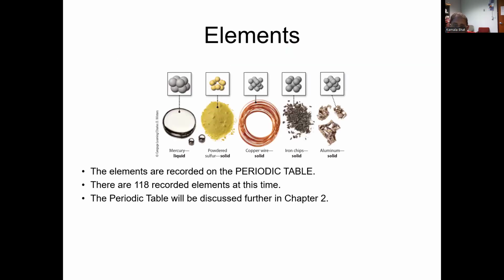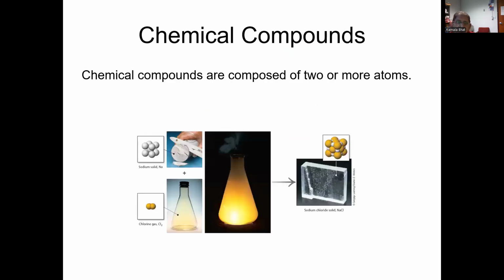There are 118 elements recorded on the periodic table. A few of them are shown over here. A more detailed discussion will be done for these elements and the periodic table under Chapter 2. The elements are pure substances by themselves. They cannot be broken down further.